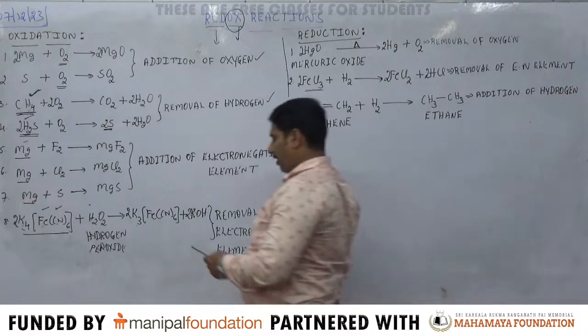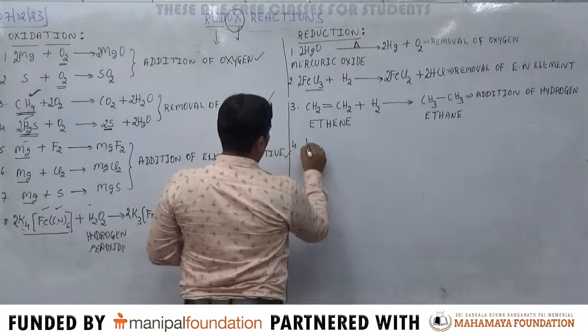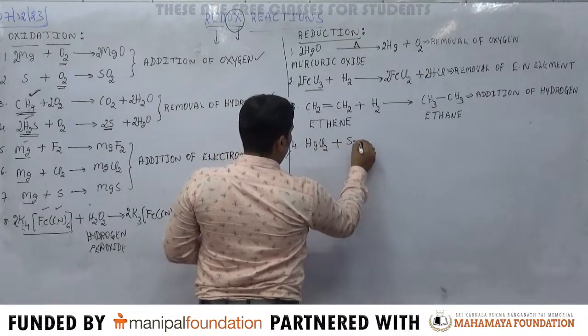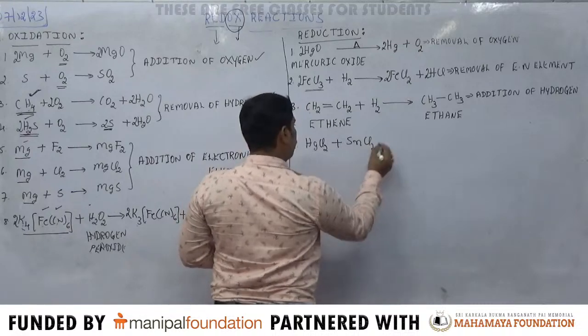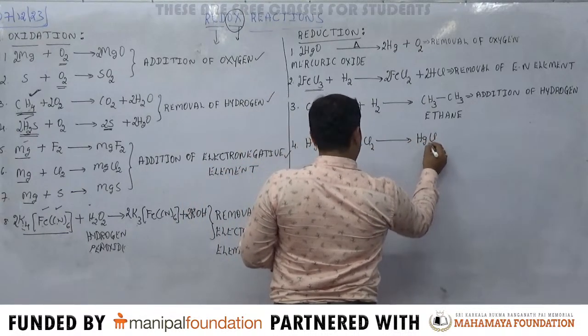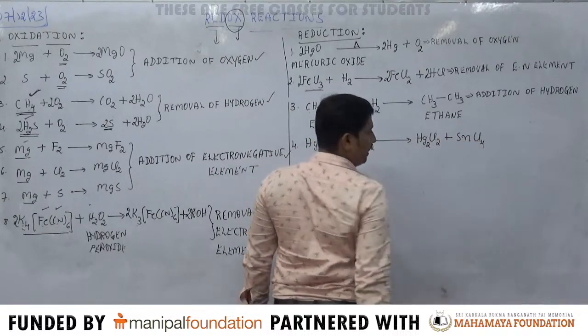There is an addition of hydrogen. Next, HgCl2 plus SnCl2 gives Hg2Cl2 plus SnCl4.